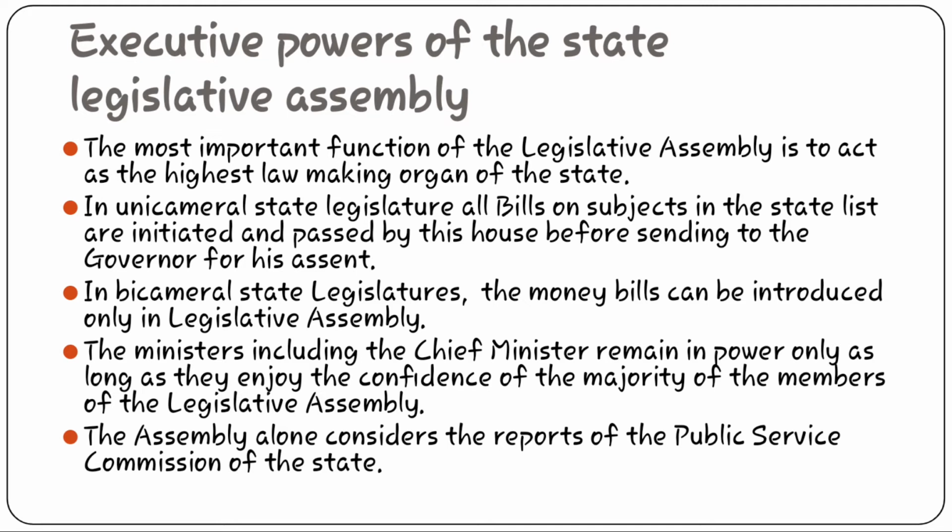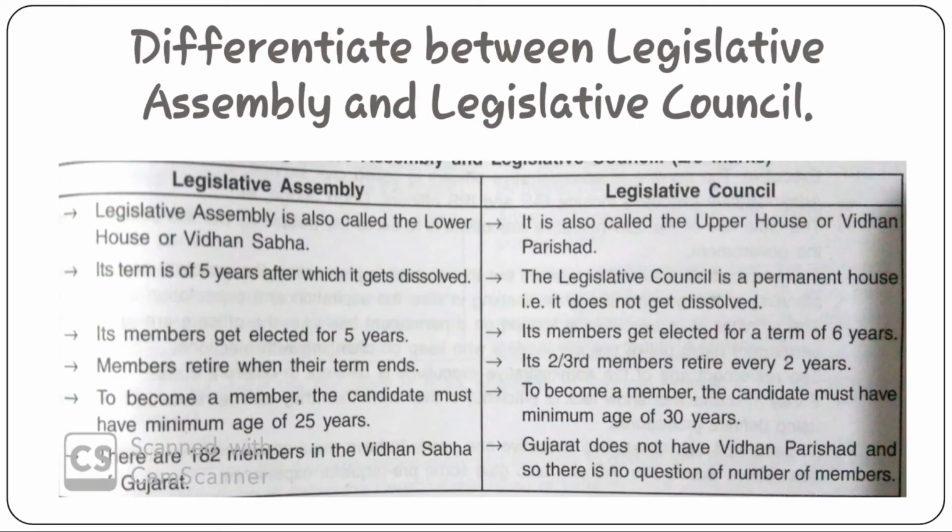The ministers, including the CM, remain in power as long as they enjoy the confidence of the majority of the members of the Legislative Assembly. The Assembly alone considers the reports of the Public Service Commission of the state. Here you will be able to identify the difference between the Legislative Assembly and the Legislative Council. As we discussed in the previous section, the Legislative Assembly is the lower house, also known as Vidhan Sabha, whereas the Legislative Council is the upper house, known as Vidhan Parishad.